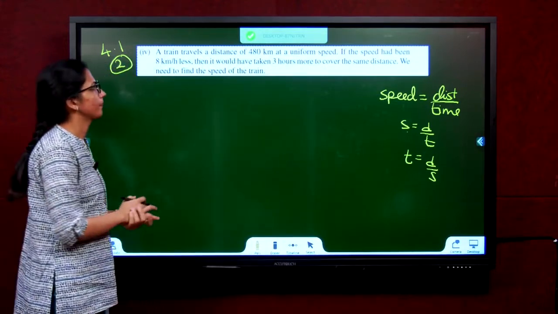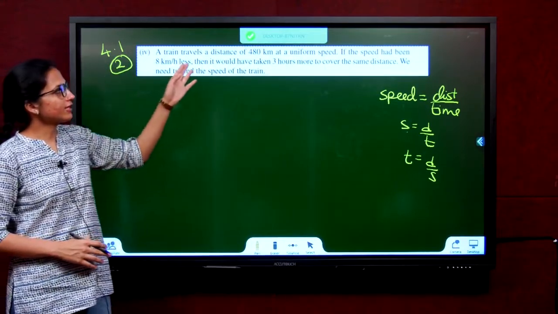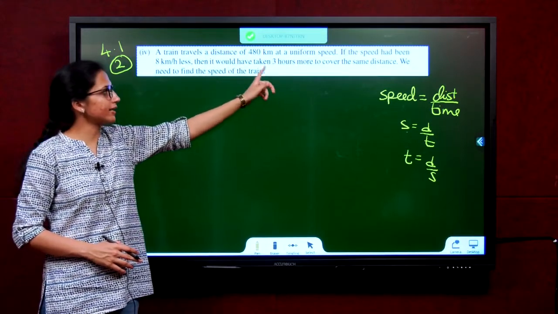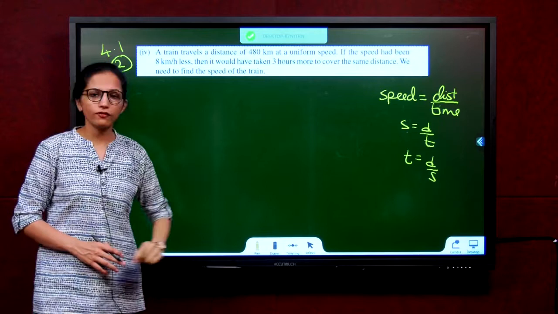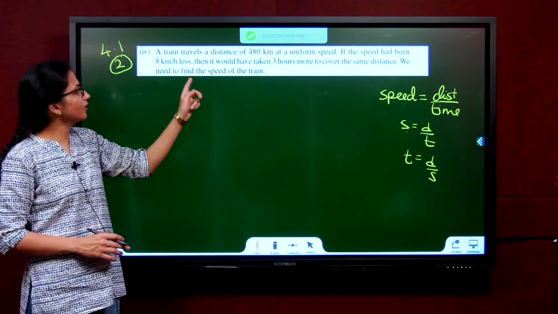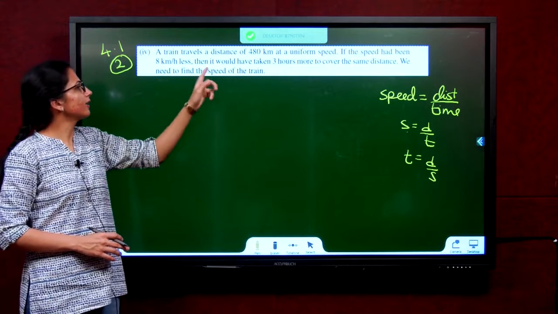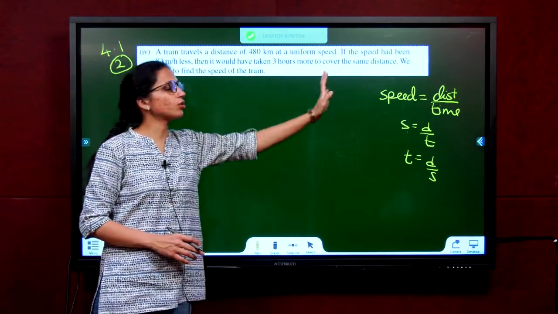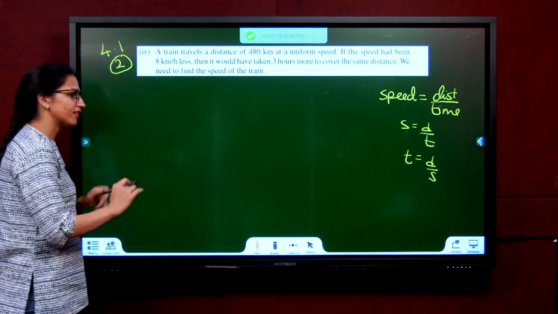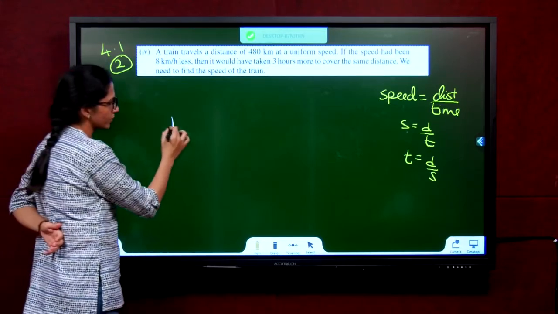Coming to the question, a train travels a distance of 480 kilometers at a uniform speed. If the speed had been 8 km per hour less, then it would have taken 3 hours more to cover the same distance. It is very, very confusing. First we will understand what we are doing here.